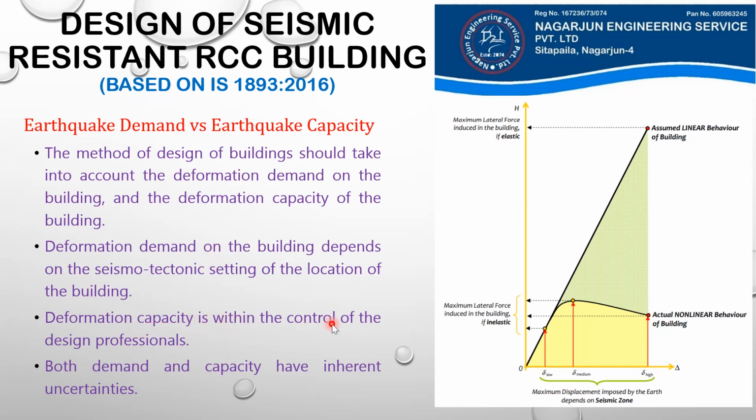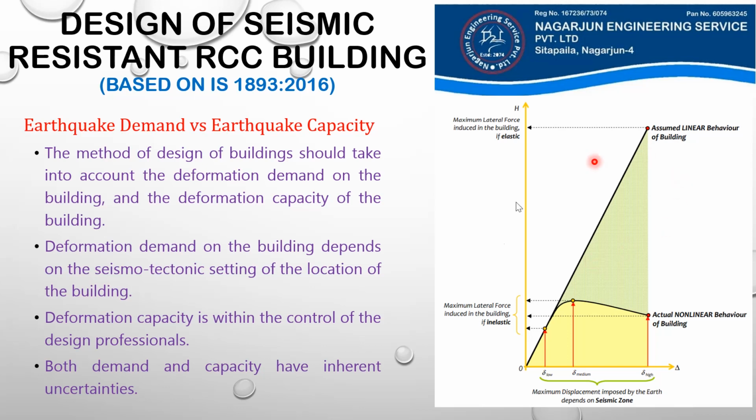And deformation capacity is within the control of design professionals, although both demand and capacity have inherent uncertainties. Deformation capacity is more within the control of design professionals, because we will be providing that capacity to the structure. One example is that we can provide cross-sectional elements such as beams and columns of higher cross-section, or a higher modulus of elasticity by using a proper material. So we can impart that capacity to the structure. So that is mostly within the control of design professionals, although in both the demand and capacity there are inherent uncertainties.